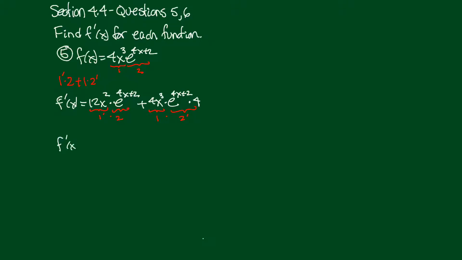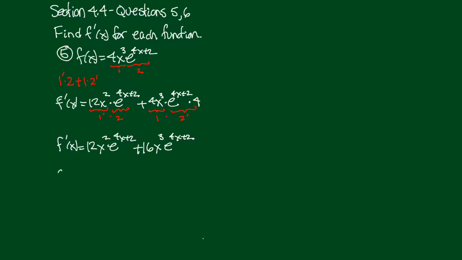So f prime of x, not much we can do with that first term: 12x squared e to the 4x plus 2. But in the second one, we can do this. We can take that 4 times the 4, getting 16. Let's do it all in one color here. We're going to get 16x cubed, and then that e to the 4x plus 2. Now we can actually do a little bit better here.